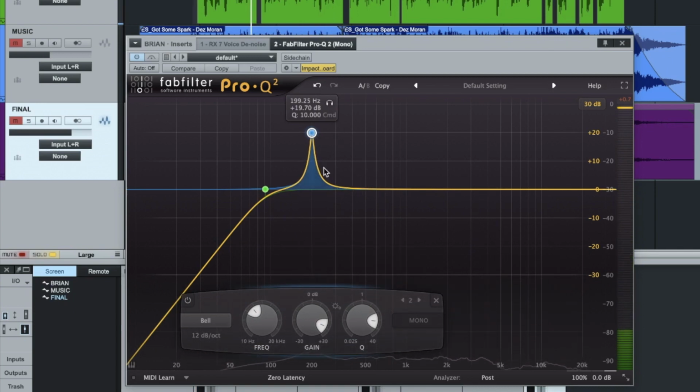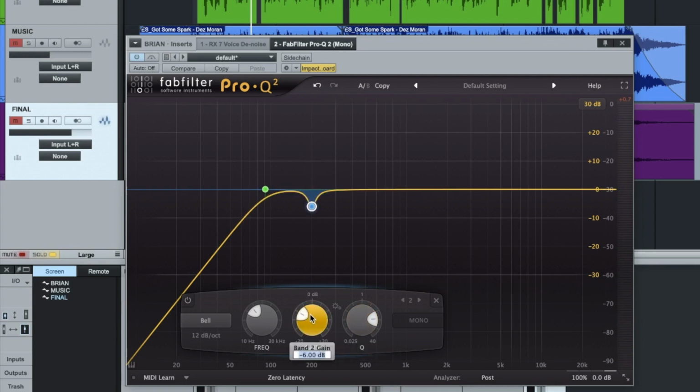Okay, so it sounds like right here at about 200 hertz, I'm hearing that whistling going on. So I'm going to back this off to say 8. I'm going to subtract it by, could be 6 or 8 decibels. And now if you listen, we'll go off and then on.